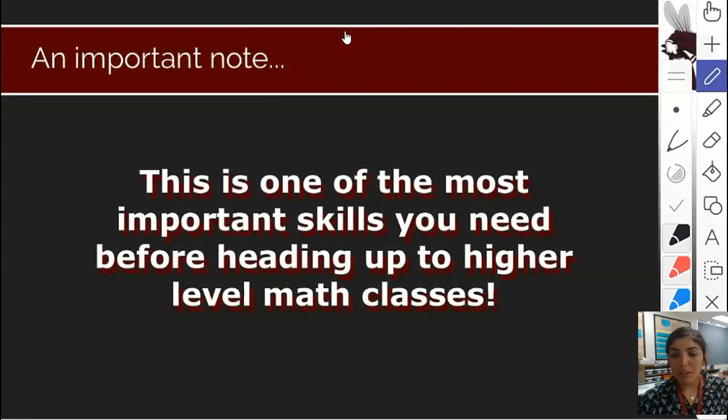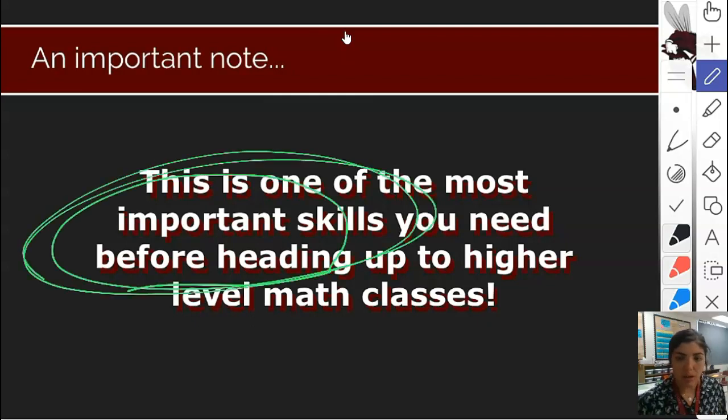Now, an important note here is this is one of the most important skills needed before heading up to higher level math classes. Even for our math class, we're going to do domain and range for every type of function that we learn, which in this class is 3 different functions. In Algebra 2, you learn about 8 different functions. Every time you learn a new function, we're going to talk about its boundaries, its domain, and its range. So right now, understanding this in a linear context is going to be the easiest and most accessible way to understand it. This is really something we want to concentrate on. It's one of our most important skills.